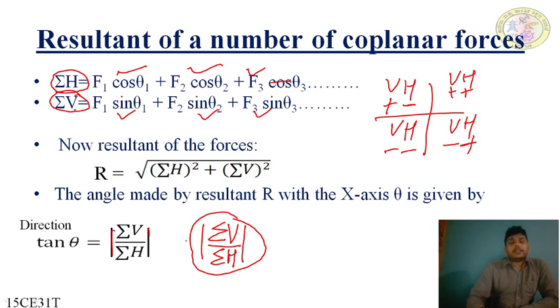To find the direction of the resultant of all these forces, whether it lies in the first, second, third or fourth quadrant, we have to observe the signs of the vertical and horizontal components. If the vertical component is plus and the horizontal component is minus, then plus-minus means it lies in the second quadrant.